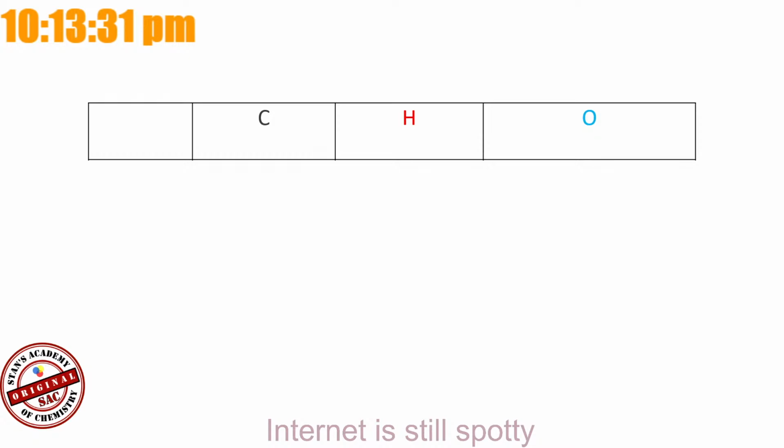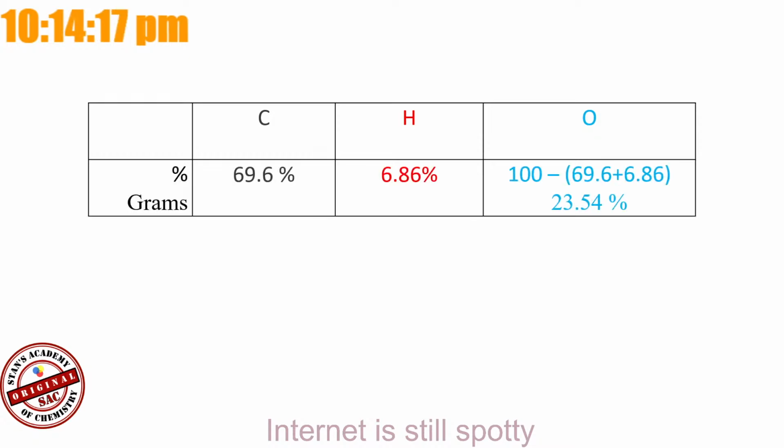So we are given the percentages of carbon and hydrogen: 69.6% and 6.86%, and we need the percentage of oxygen. If the third element is oxygen, if you add up the first two and subtract from 100, you should get the percentage of oxygen. So 69.6 plus 6.86, if you add it up and subtract it from 100, the percentage of oxygen is 23.54. Now you can also add up the percentages of carbon, hydrogen, and oxygen. If you're getting 99.9% or 100.1%, it would be considered correct. So we have the percentages here for carbon, hydrogen, and oxygen.